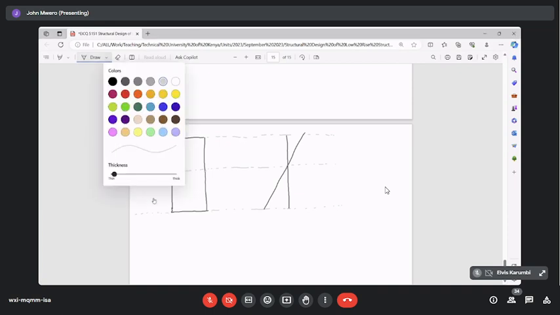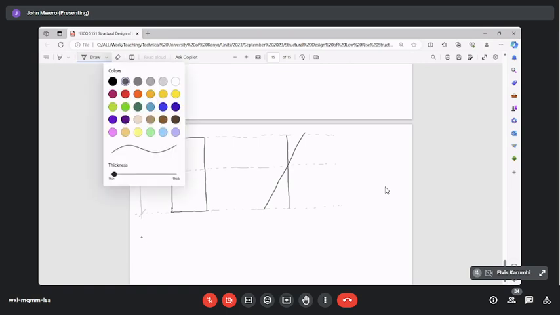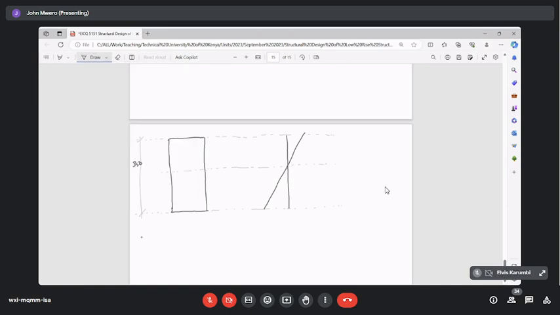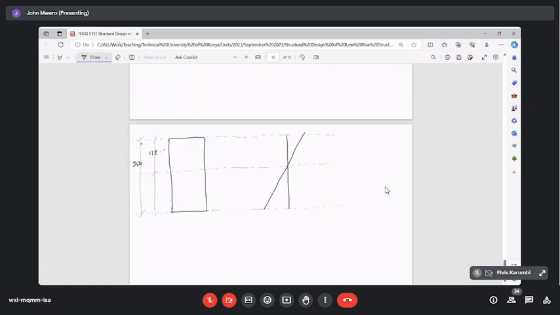The depth of the section, you will remember, is 350 from top to bottom. So we'll write here 350. The neutral axis depth, value of x, we have calculated it as 112.3.